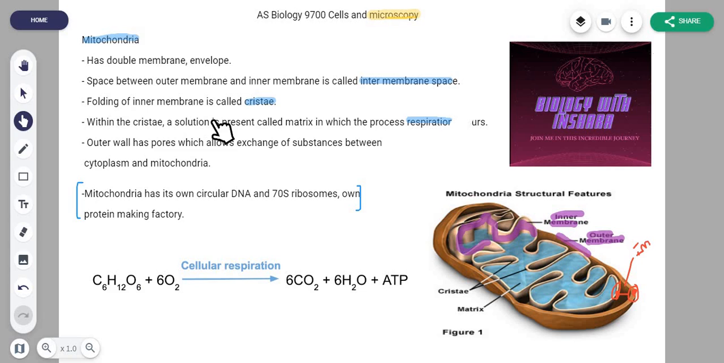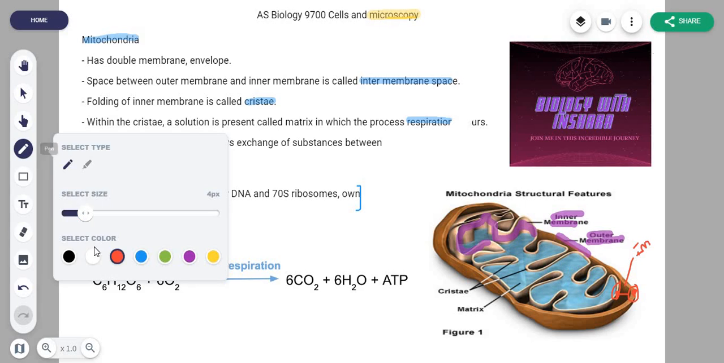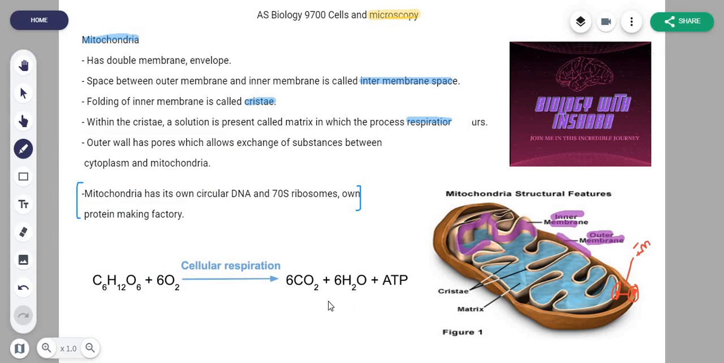So folding of the inner membrane is called the cristae. So you see that the inner membrane here is folded. You can see here, follow my finger, these folds here, right? Like they've been folded, right? The inner membrane is not what students would normally expect. They'd expect it to be something like this. Maybe this is the outer membrane and the inner membrane to be something like this. It's not as simple as that. It's actually a bit more complicated in the sense that the inner membrane is folded.